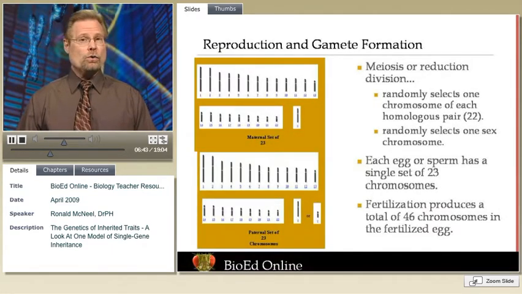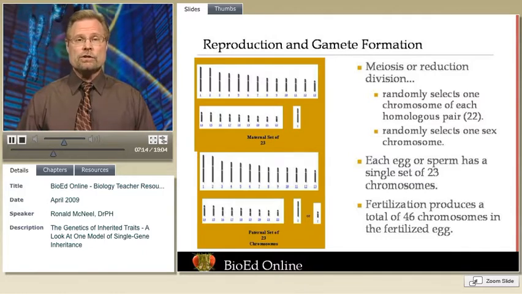Meiosis, also called reduction division, randomly takes only one chromosome from each of the 22 homologous pairs of chromosomes and one sex chromosome to form the egg in the female. This same process occurs for the sperm in the male. This means that each resulting egg or sperm has a single set of 23 chromosomes.